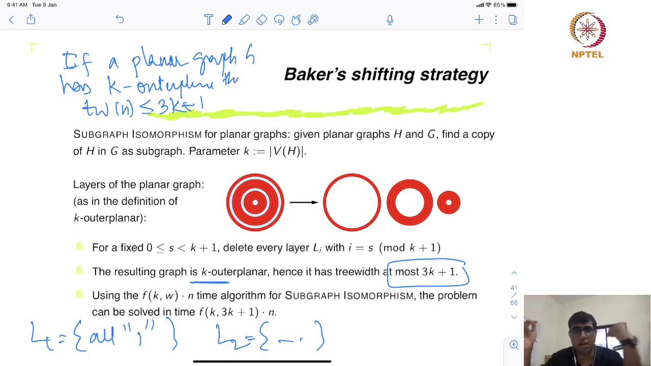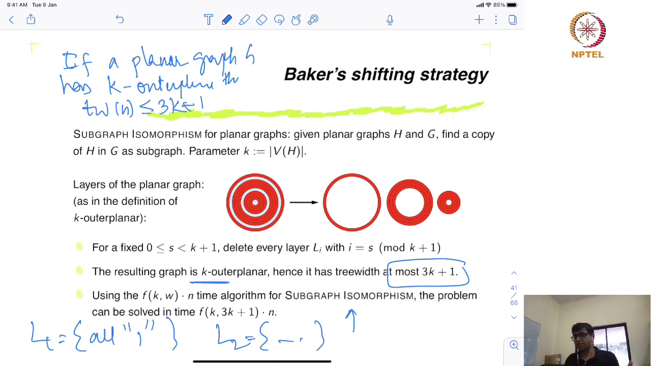So, now we can apply our f of k 3k plus 1 algorithm for subgraph isomorphism and solve my problem. Now, if for any of the calls of subgraph isomorphism we succeed in finding this subgraph, then we are very happy. Otherwise, what do we know? We know that there is no subgraph, because if there was a subgraph of this H, then deleting at least one of these layers will preserve that subgraph, and we would have found it using this dynamic programming.